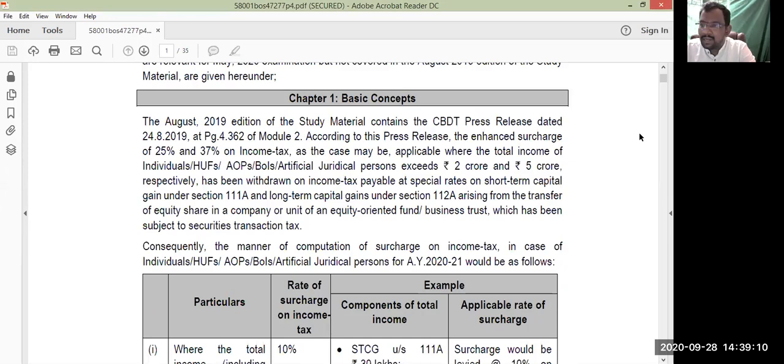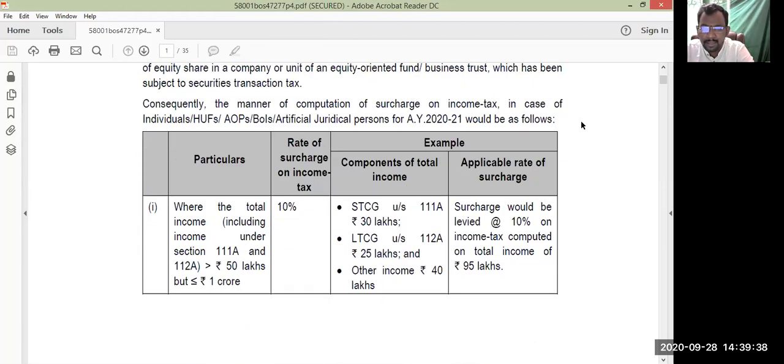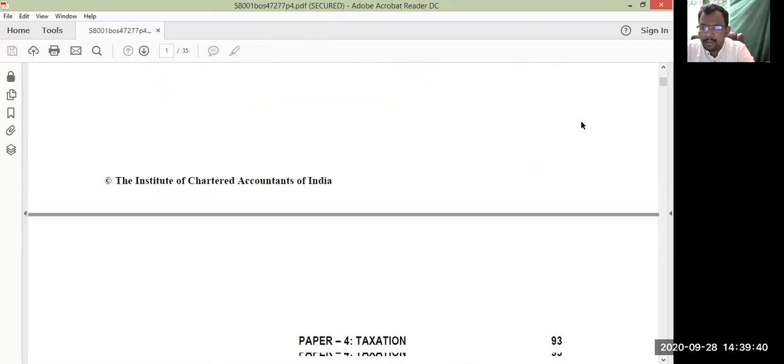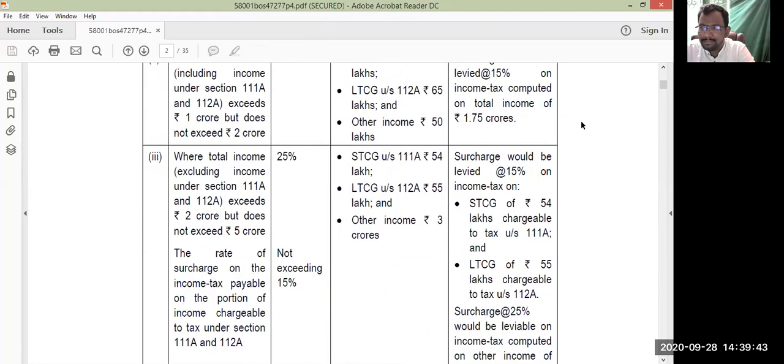So the first one is regarding the enhanced surcharge rates, that is 25% and 37%. We have already covered this in the morning class. The enhanced surcharge rates of 25% and 37% are not applicable with respect to the tax payable on short-term capital gains under section 111A and long-term capital gains under section 112A. This amendment we have already seen in the morning session.